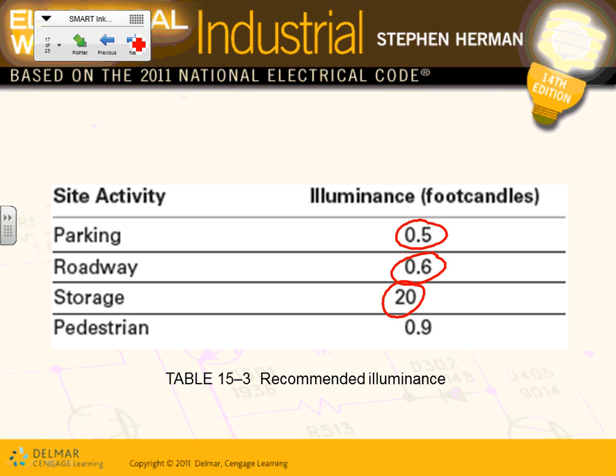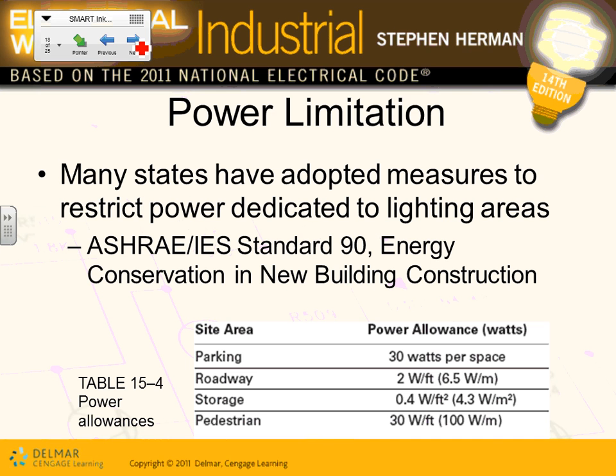Storage area 20, we're not in the storage. Pedestrian, 0.9. Remember, compared to right on top of your head, Aaron, right now we're looking at probably 60 foot candles. Compare this to 0.9 for a pedestrian. So you don't sit right there and read a newspaper, right? You go there just to be able to find your way through to your destination. Okay.